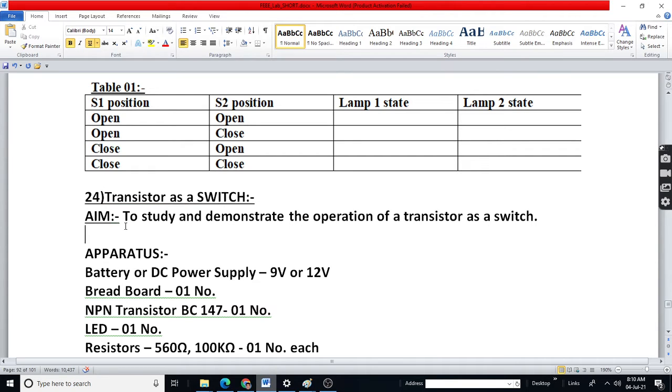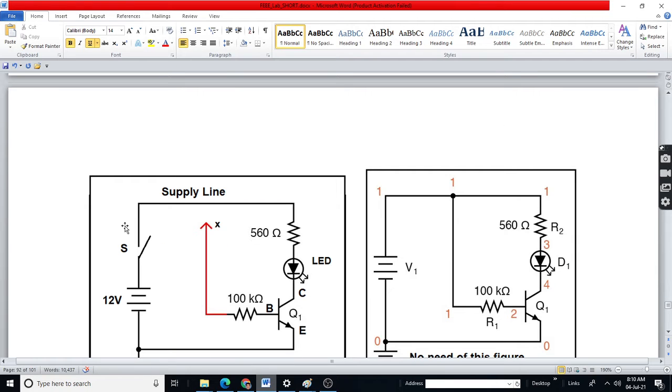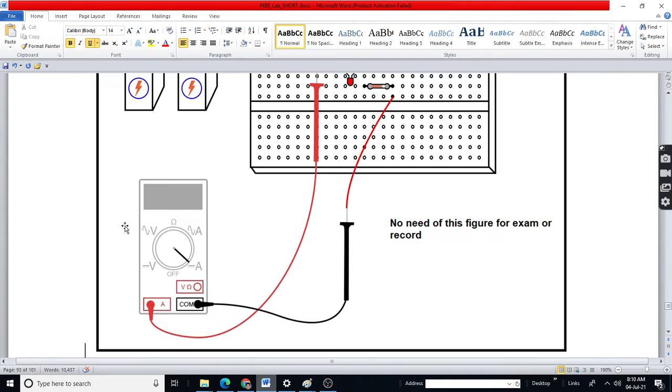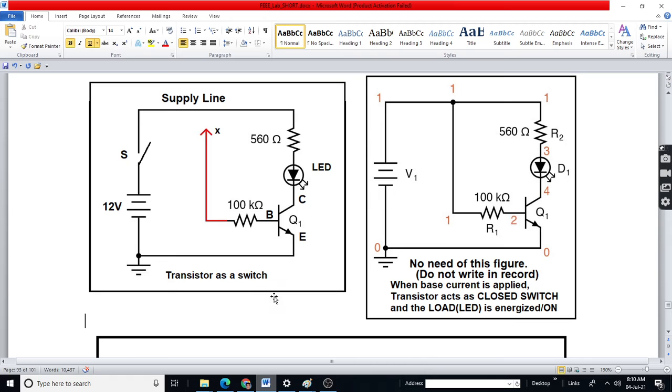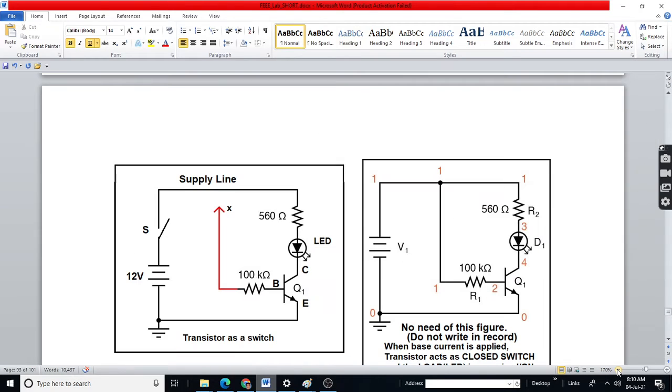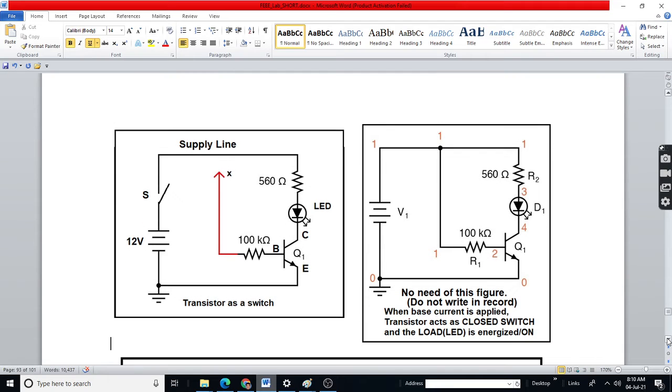Transistor as switch. See, a transistor has collector, emitter and base. We are using here an NPN transistor. So the symbol of the arrow is outside.